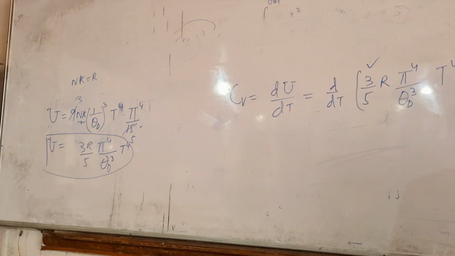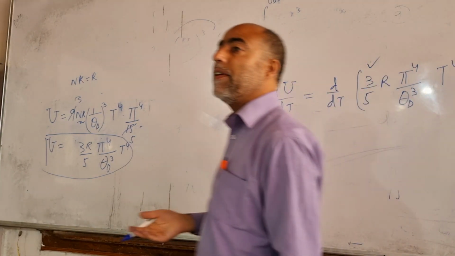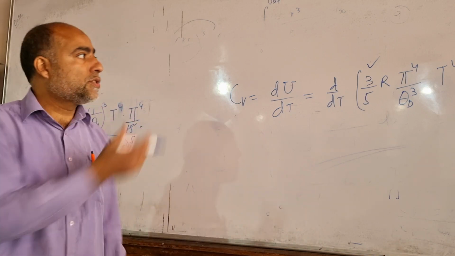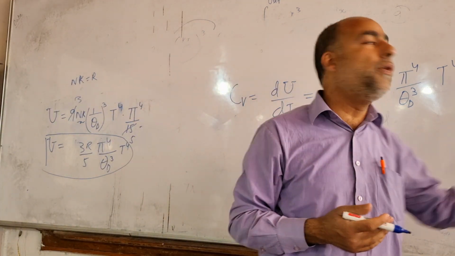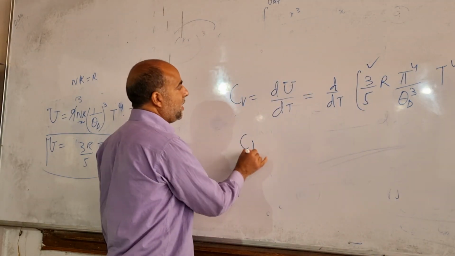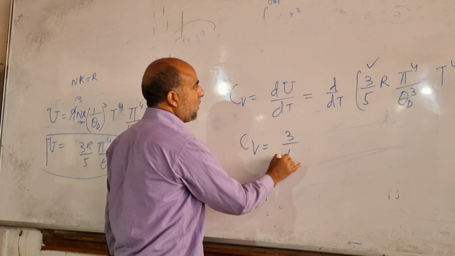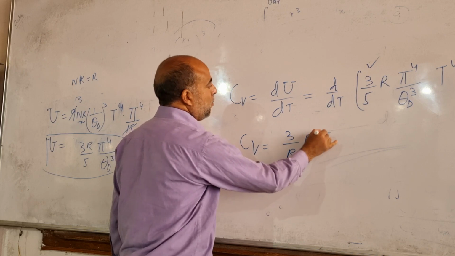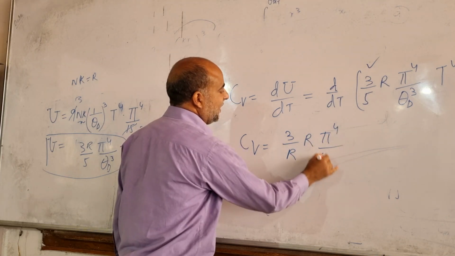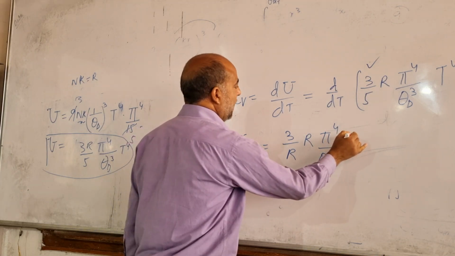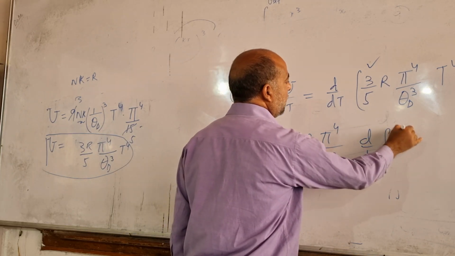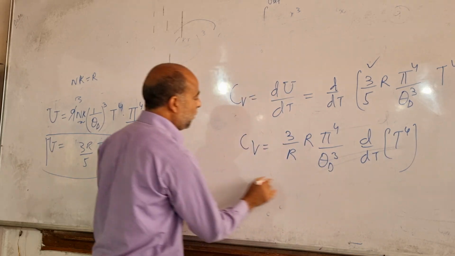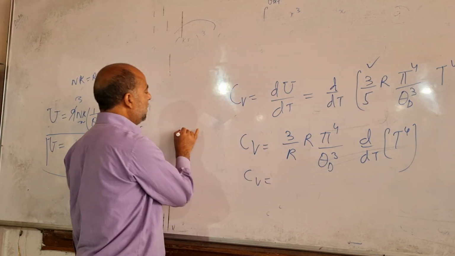Theta d is the maximum Debye frequency that we are having, so theta d is also constant. The only variable term is temperature, T4. So you can write Cv is equal to 3 by 5 R pi 4 by theta d cube into d by dt of T4. What is the differentiation of T4?